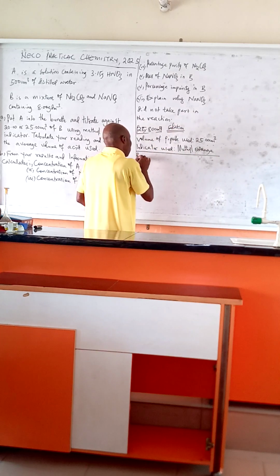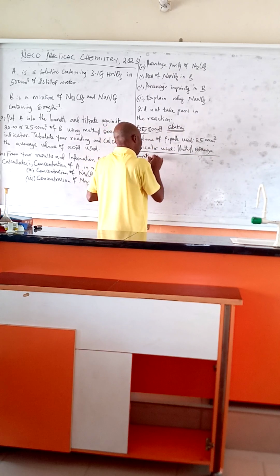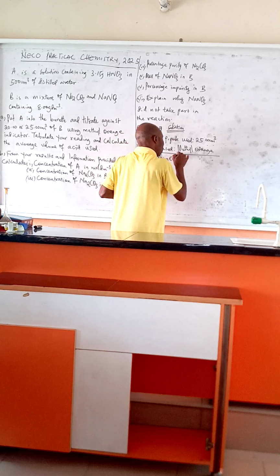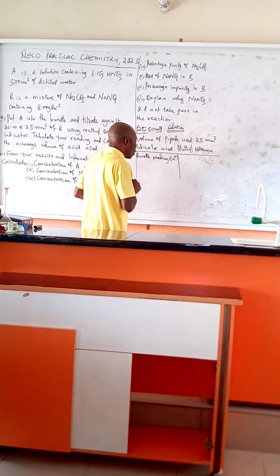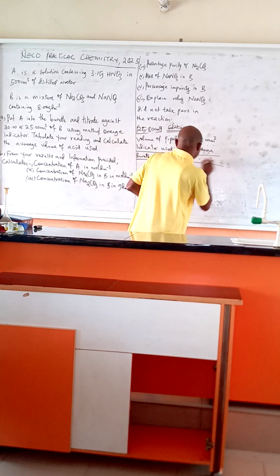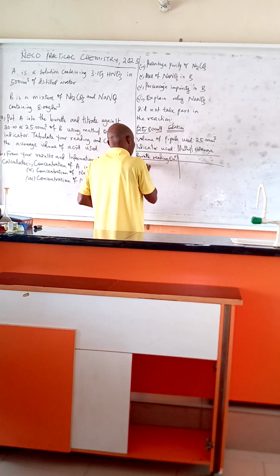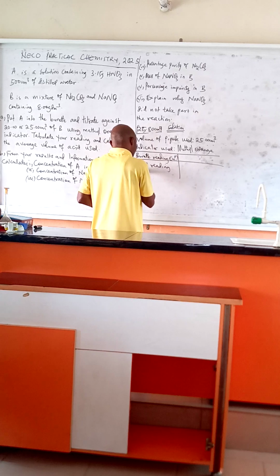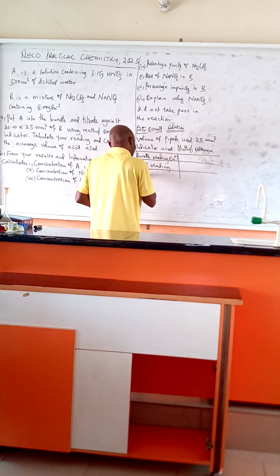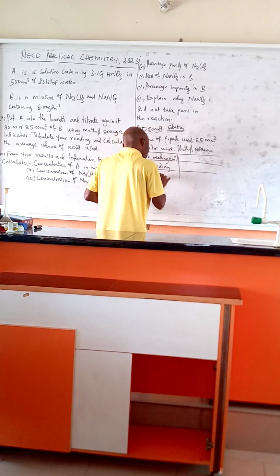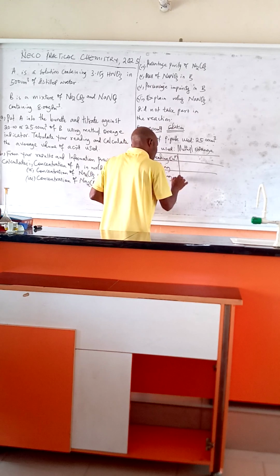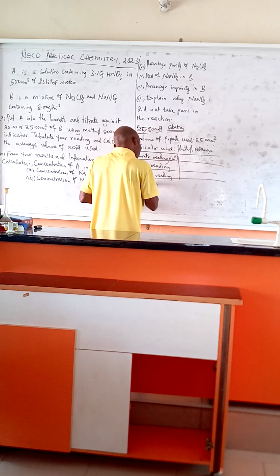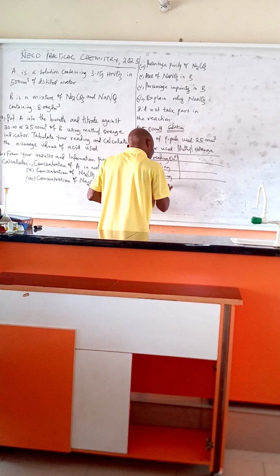From here, I could write burette reading. Burette reading must be in cm cube. Then from here, you engage your meter rule and put up the line. Here is final reading. And here is initial reading. And here is volume of acid used.